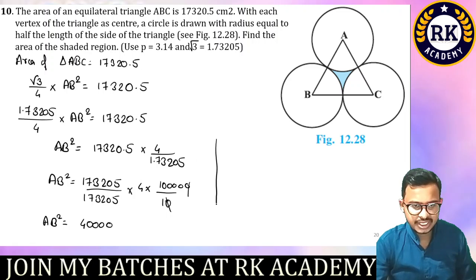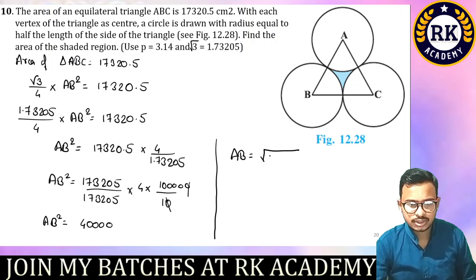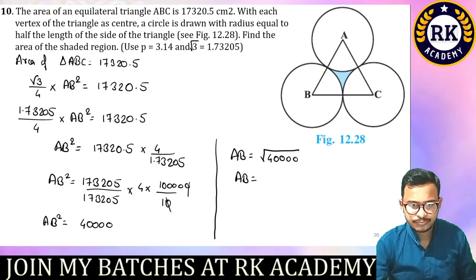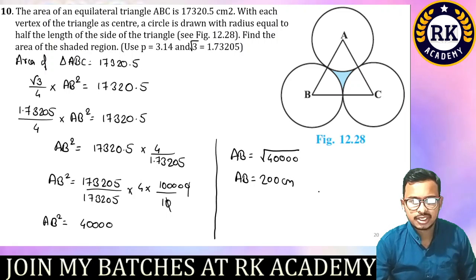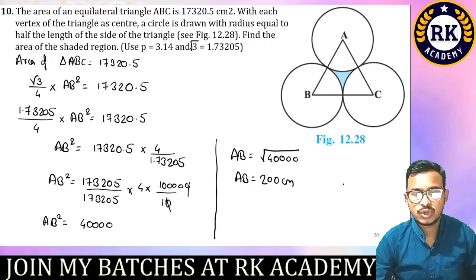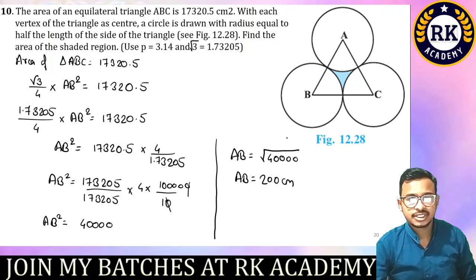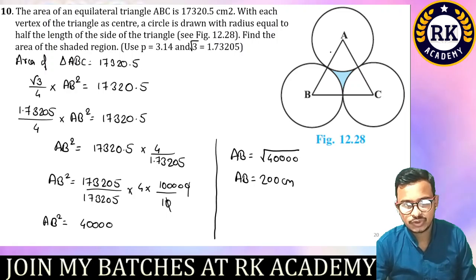So what will be AB then? AB shall be equal to under root 40000. So AB you will get 200 centimeter. Now this is the length of AB. If you get your AB as 200 centimeter, tell me students, now the area of the equilateral triangle is provided. So we got the AB square. Now this is 200. What will be the radius?